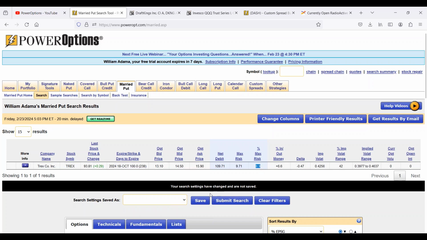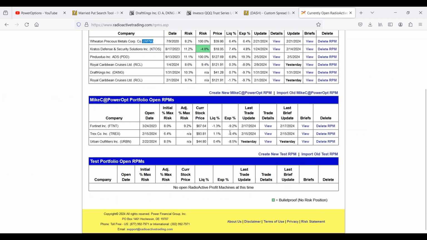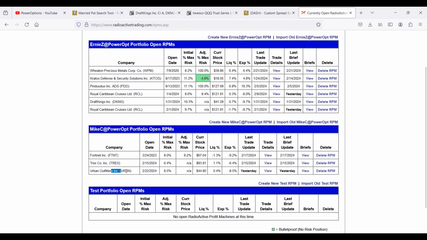We'll take a look in just a moment. Well, I can show you right here. I'm sorry. Fortinet is increased to 9.2. TREX is only a 6.4 with the 95 put when I got into the position. And URBN is a max risk of 8.5%. These two are showing, as you can tell, small profits with recent market movement, even though I've only been in Urban for 2 days. I've been in TREX for about 10 days.